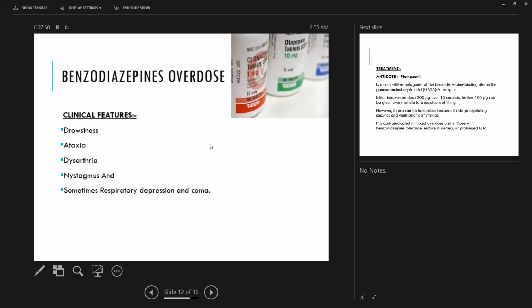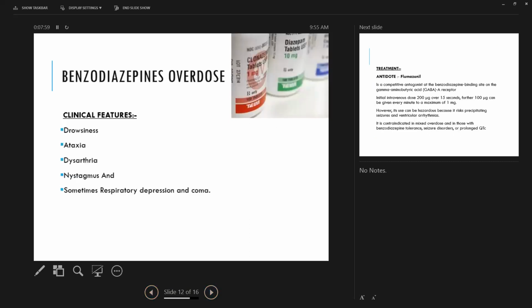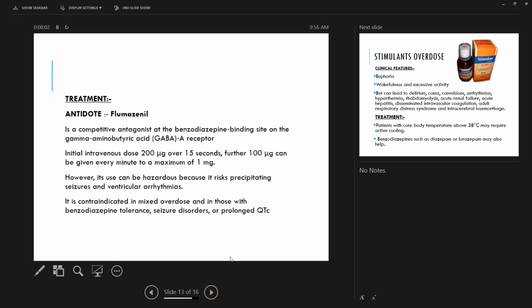Benzodiazepine overdose. Features are drowsiness, ataxia, dysarthria, nystagmus, and sometimes respiratory depression and coma. Treatment: the antidote of benzodiazepine is flumazenil, which is a competitive antagonist at the benzodiazepine binding site on the gamma aminobutyric acid A receptor. Initial IV dose is 200 microgram over 15 seconds. Further 100 microgram can be given every minute to a maximum of 1 milligram. However, its use can be hazardous because it risks precipitating seizures and ventricular arrhythmias. It is contraindicated in mixed overdose and in those with benzodiazepine tolerance, seizure disorders, or prolonged QTC.